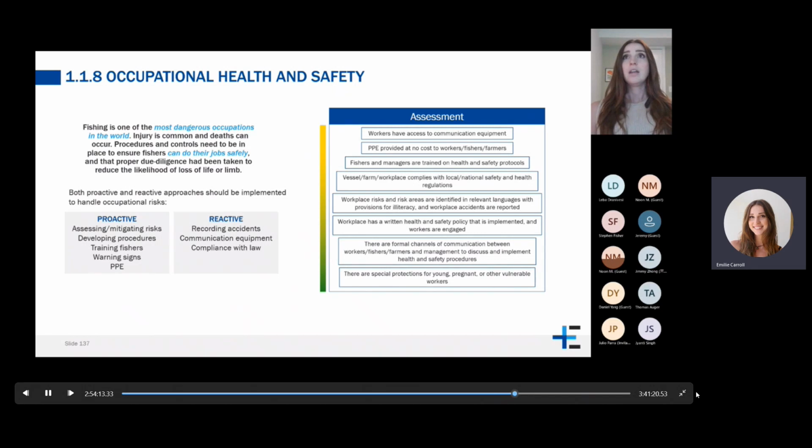So in the assessment, first and foremost, looking at making sure that there's access to communication equipment, which is really important for a number of reasons in relation to health and safety, but making sure reaction time can be really quick and that there's good communication, especially on a large industrial vessel internally on the boat, and then also to land as well. Making sure that PPE is provided to workers and in particular at no cost.